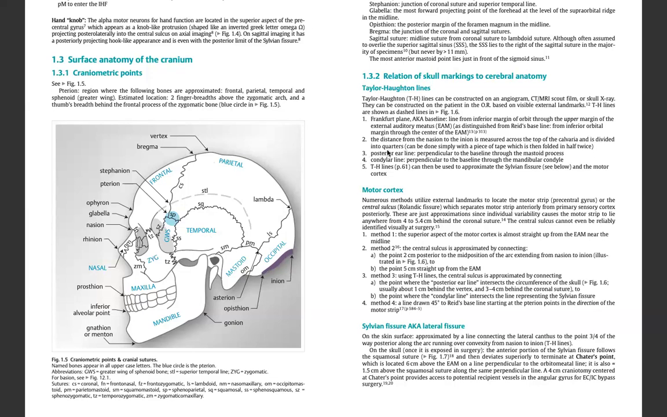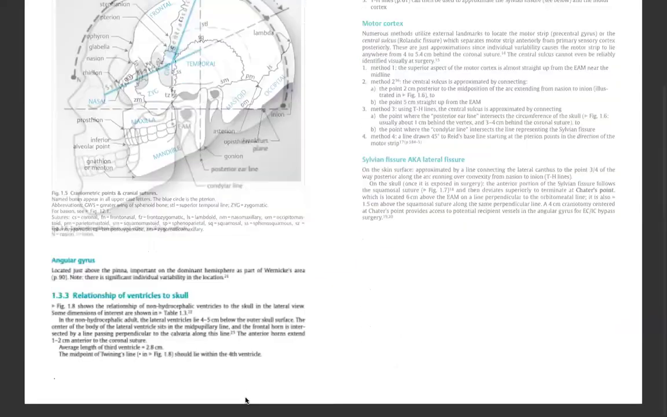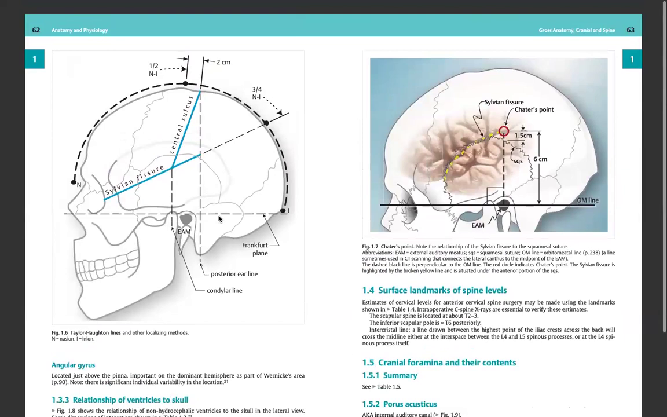And then the posterior ear line, which is supposed to be a line that is perpendicular to the baseline through the mastoid process. We pass through the mastoid process and we draw straight down. I think there are some images here that make it very easy. So this is the posterior ear line. Then the next is the condylar line, which passes through the mandibular condyle.